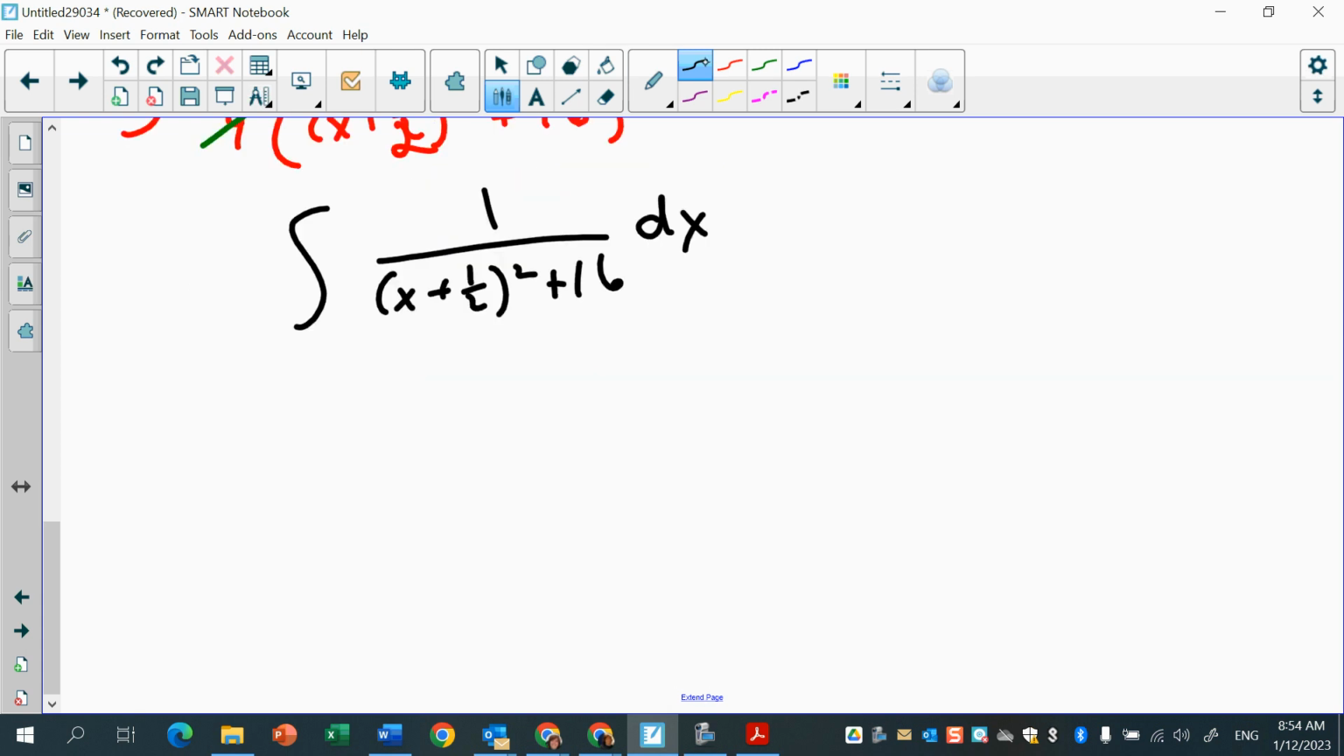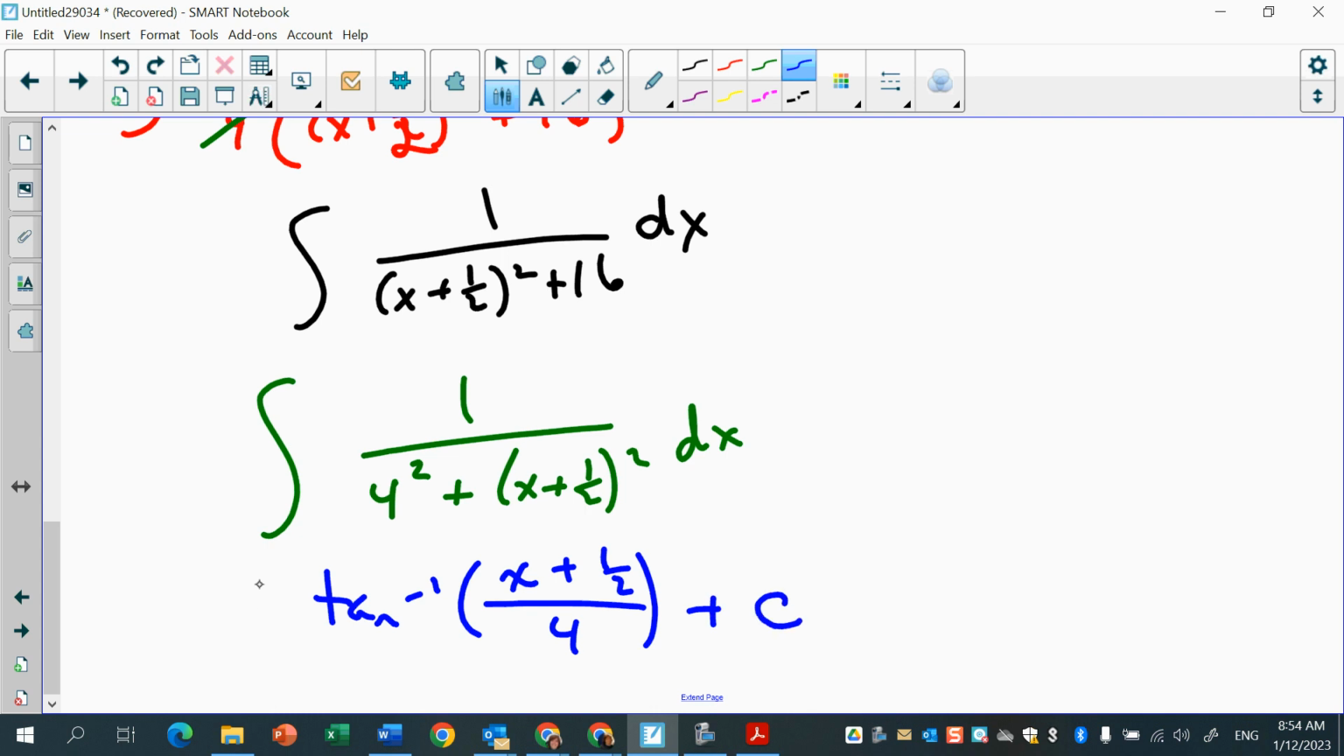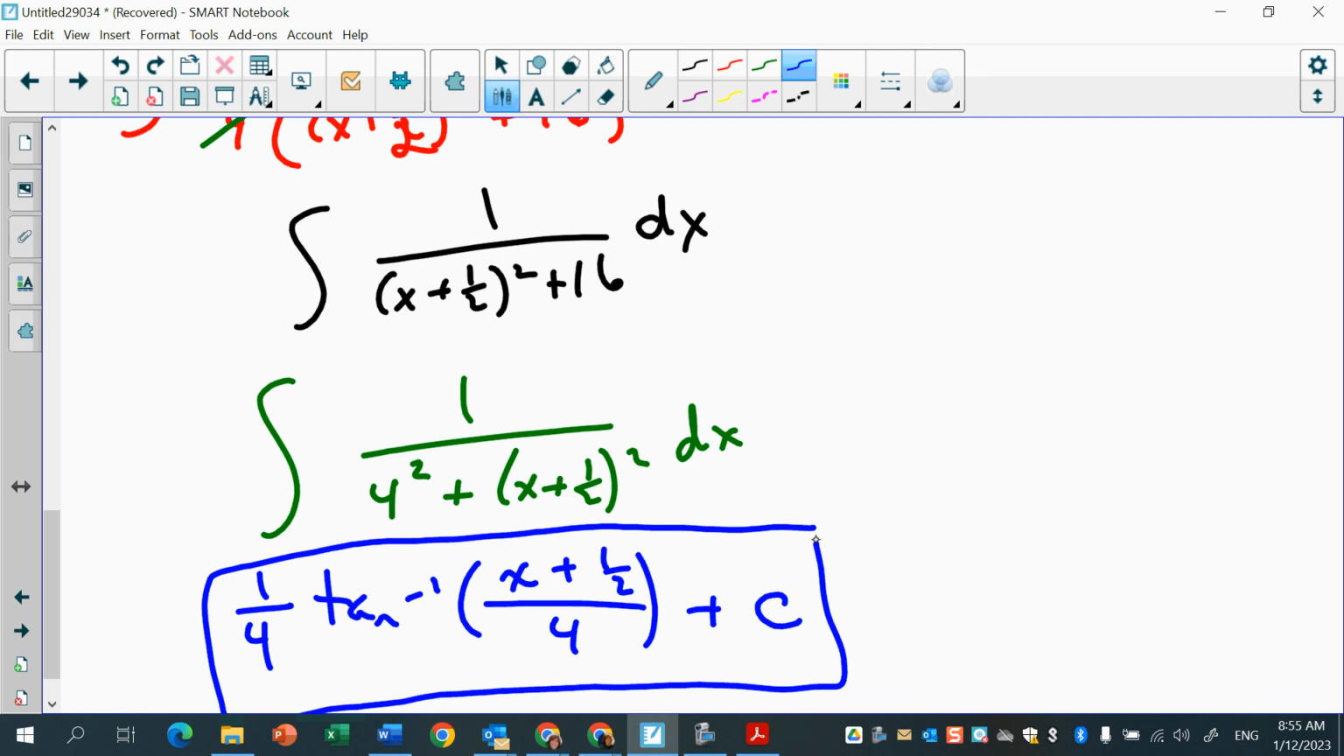Or 1 over, I'm going to write this as 4 squared plus x plus 1/2 quantity squared dx. And ladies and gentlemen, if it's written like this, that's inverse tangent. Tan to the -1 of my u, which is x plus 1/2. The derivative of that is just 1, so that's fine. Over a, which was 4, plus c, and you need to have times 1 over a. And so there's my final answer. Look at that pretty answer. All right, everyone okay with that?